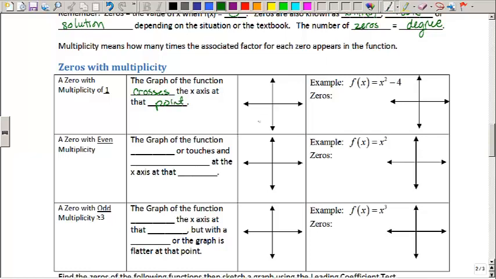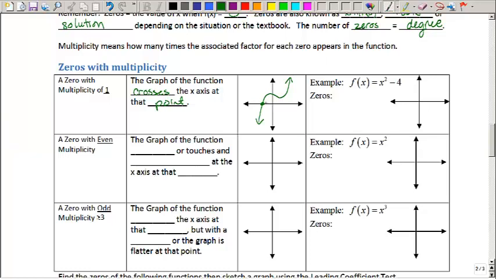An example would be a function that looks a little bit like this. It only has one zero or x-intercept, where f of x is equal to 0, right here. Notice it crosses right through. It doesn't have any other zeros, but this is just an example of a multiplicity of 1. There's only one factor right here.